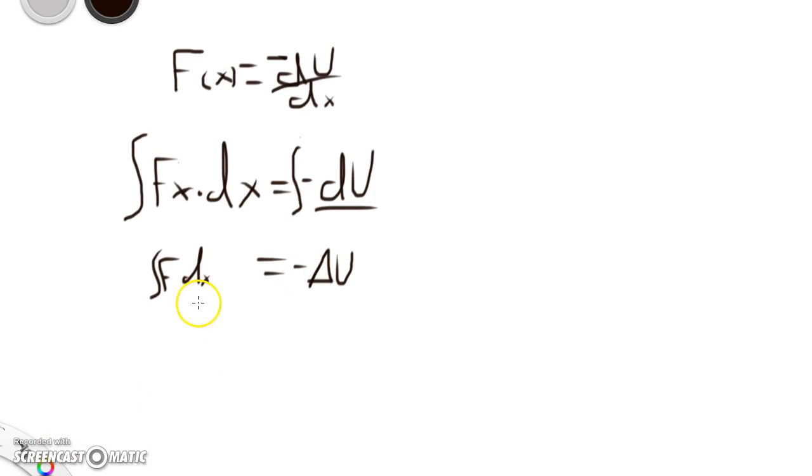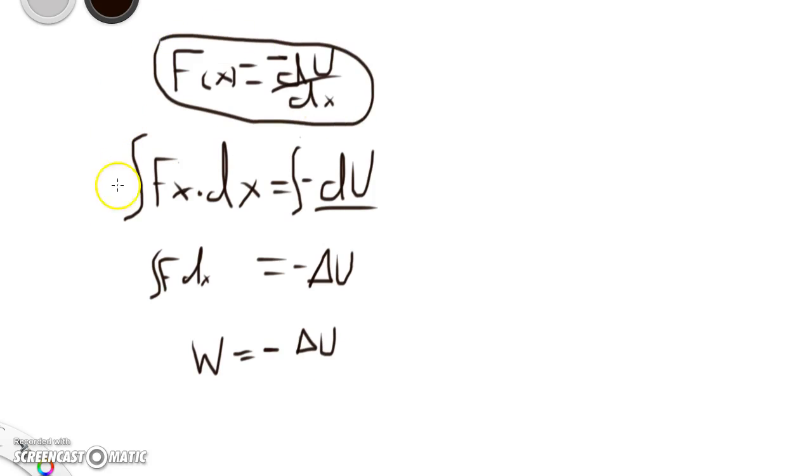Now, the integral of F dx, we know that to be work. And so we get that work is equal to the negative change in potential energy. So this relationship right here and this relationship right here are important for you to remember, and we'll be using these.